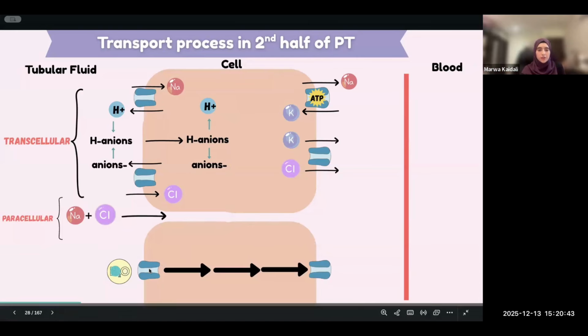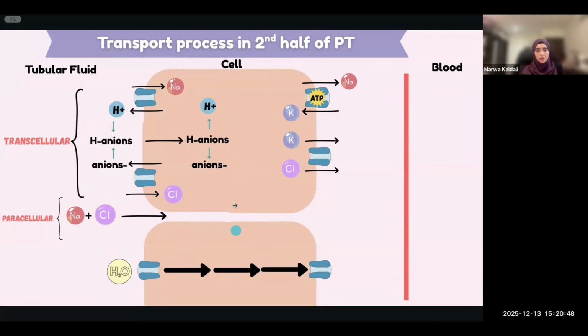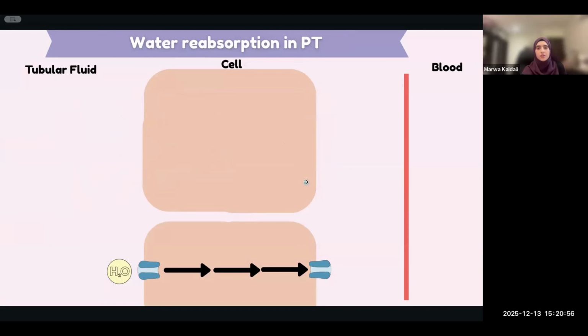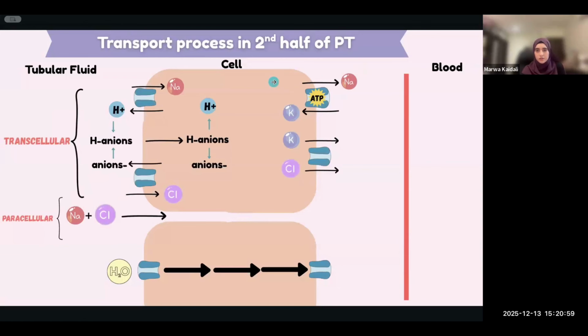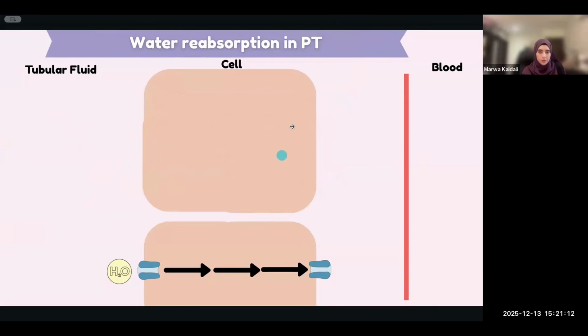Now we're also going to have our water channels that we mentioned earlier. So we're going to have water reabsorption throughout the proximal tubule, okay? So we have a lot of water reabsorption. Oops. Okay. So is this clear for you guys? The first half and the second half of the proximal tubule? Okay, perfect.